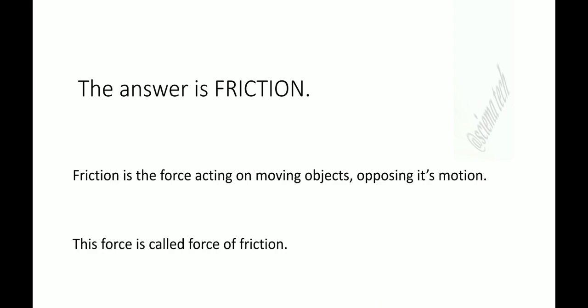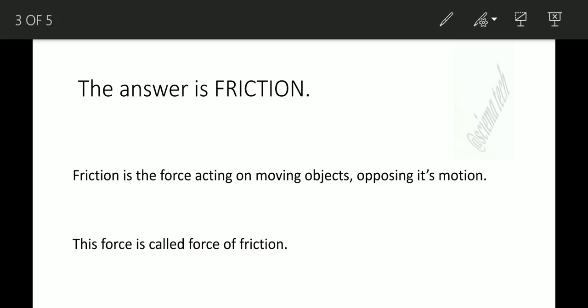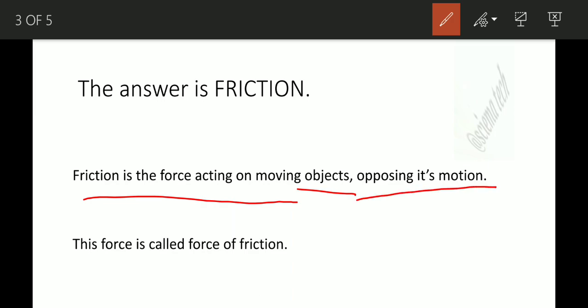Now, what is friction? Friction is the force acting on a moving object. On every moving object there is a force which opposes its motion. If a ball is in motion, an opposite force is acting on it every time to stop it. This force is called friction, or the force of friction.